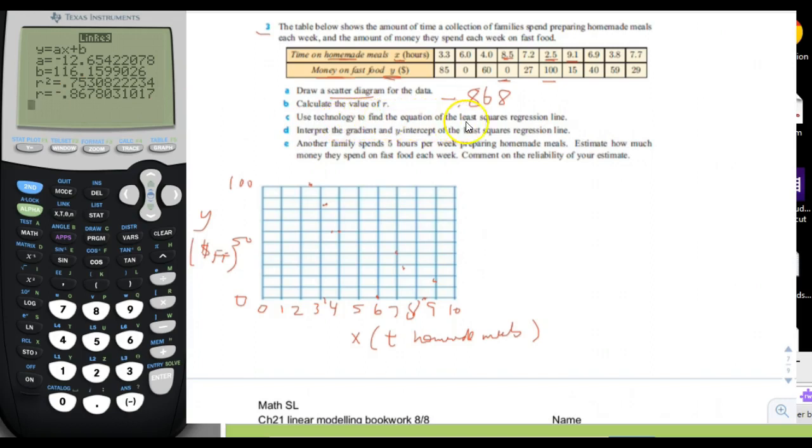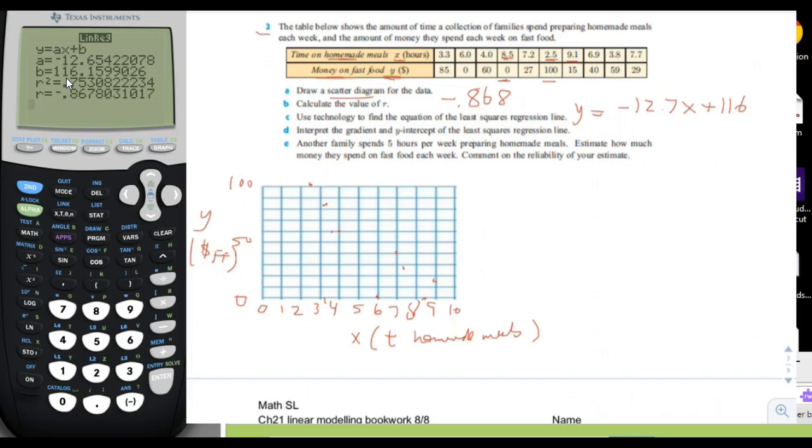Use technology to find the equation of the least squares regression line. We've already done that. It's right here. Y equals negative 12.7 x plus 116. Let me write that out so you can see it better. Y equals the A value, which is negative 12.7 x plus, and the B value is 116. So there is my least squares regression line.